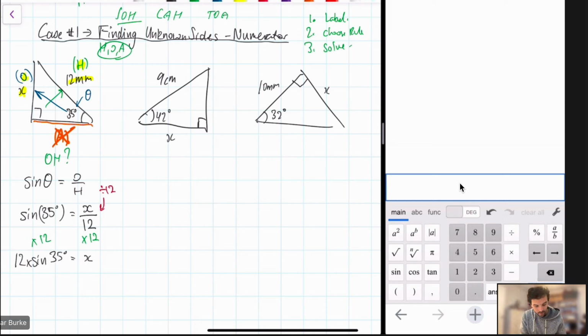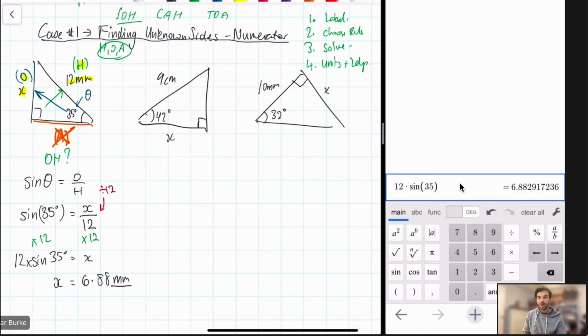Let's type it in and see what we get. 12 times sine 35 degrees, and we get 6.88 millimeters. Now, do you see I've added my units there? Just make sure that you add your units and 2dp.